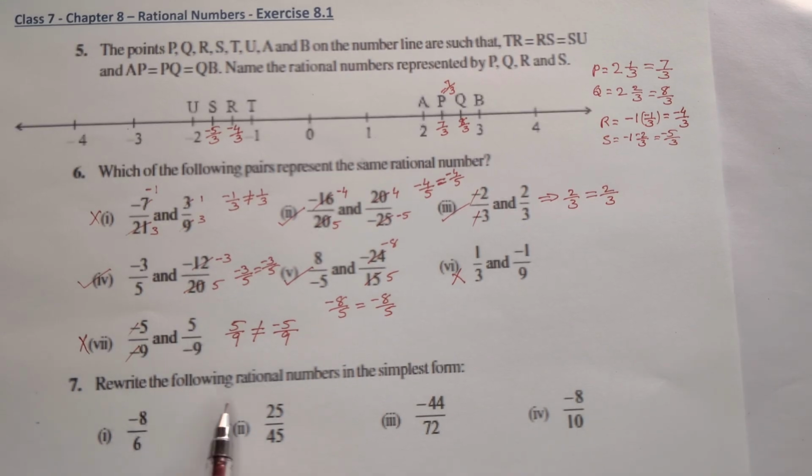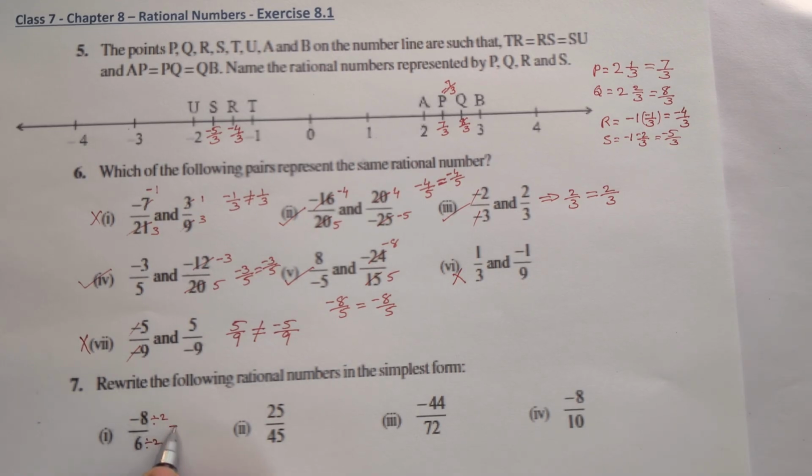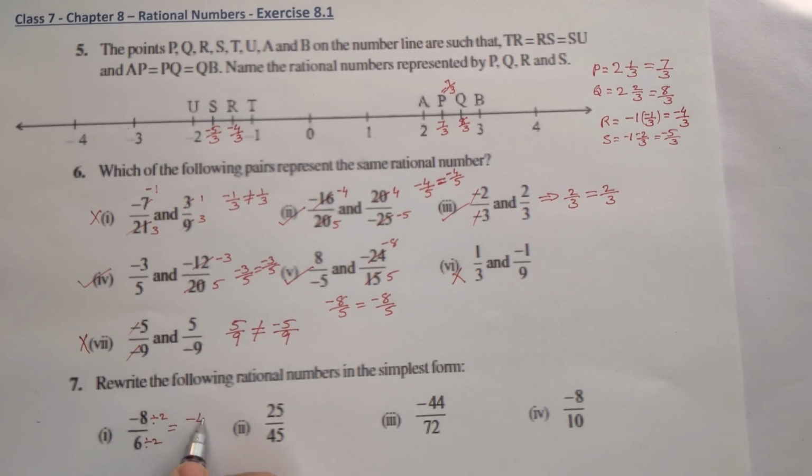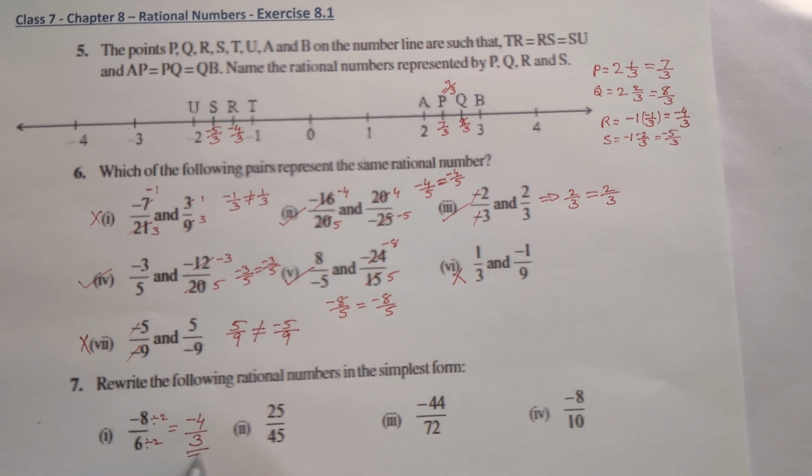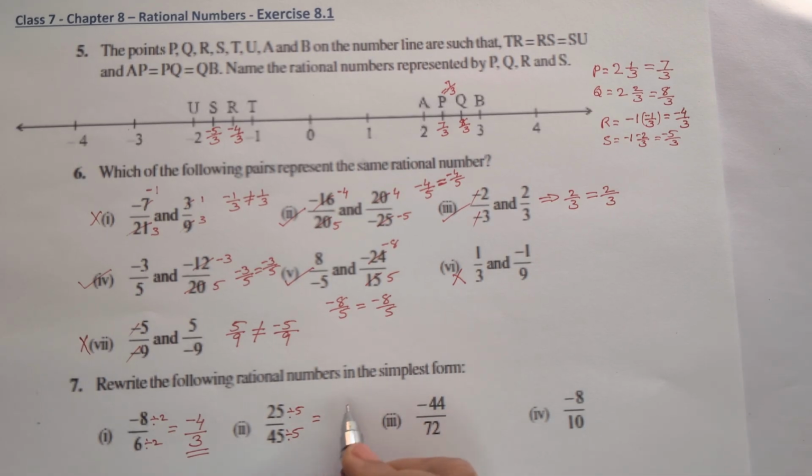So in the question, rewrite the following rational numbers in the simplest form. So we have to simplify. Divide by the common factor up and down. We can divide by 2 up and down. So we are getting that as minus 4 by 3. Here we can divide numerator and denominator by 5. So we will get that as 5 by 9.